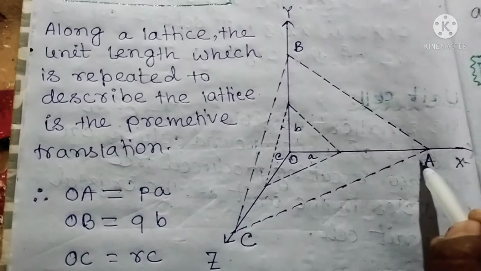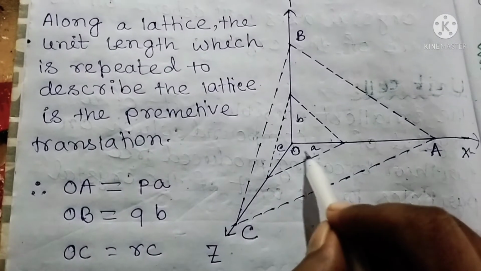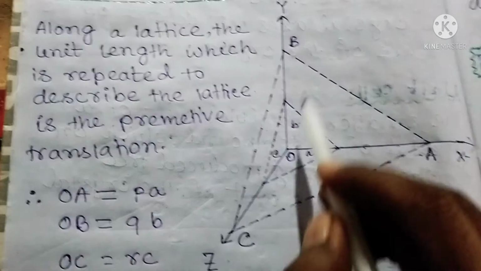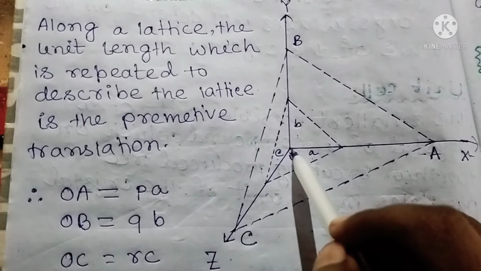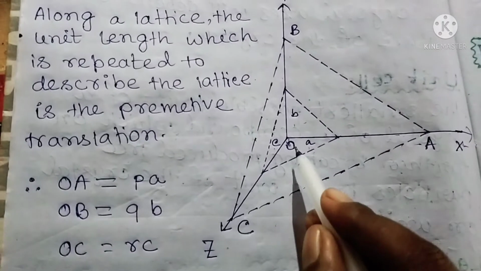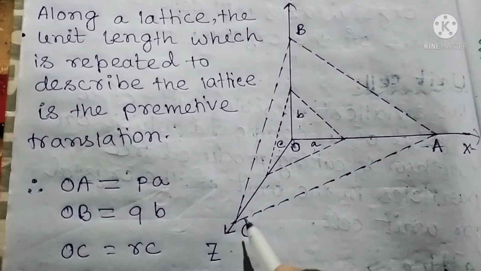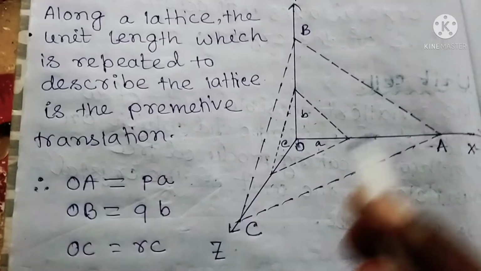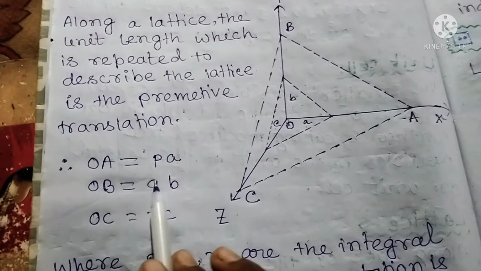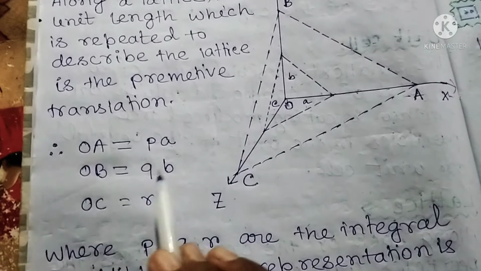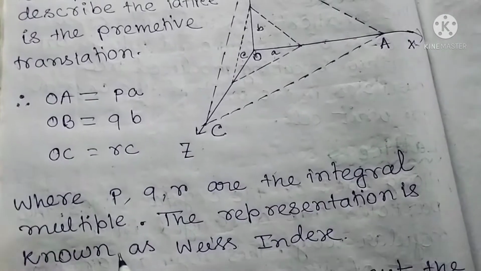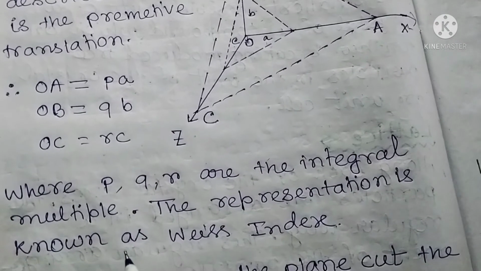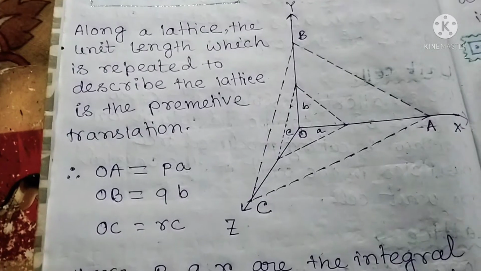From O to A, the distance is p times a. From O to B, this distance is q times b. And from O to C, the distance is r times c. So OA equals p times a, OB equals q times b, and OC equals r times c. When p, q, r are integral multiples, the representation is known as Weiss index.